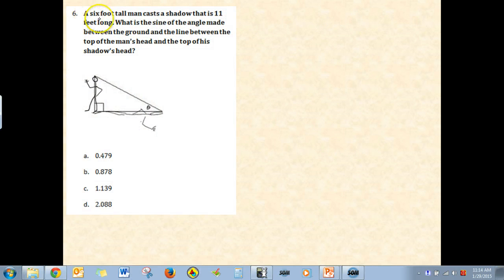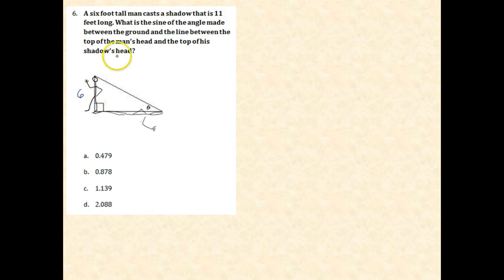Alright, number 6. A 6-foot tall man, so this guy is 6 feet tall, casts a shadow that is 11 feet long. So this is 11 feet. What is the sine of the angle made between the ground and the line between the top of the man's head and the top of his shadow? So we want to find this angle here. Well, we want to find the sine of that angle. Well, sine is opposite over hypotenuse.